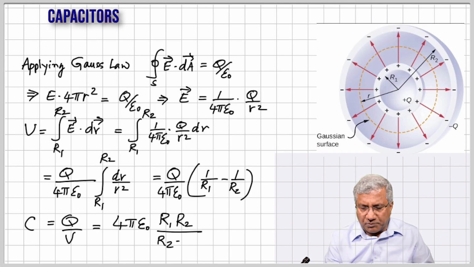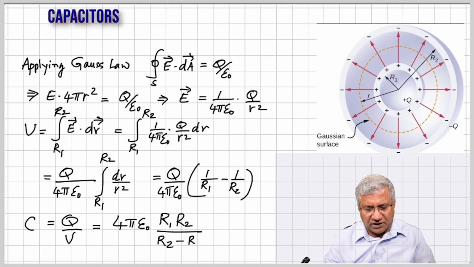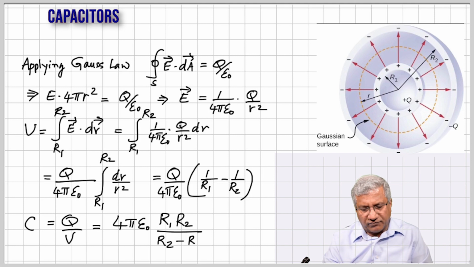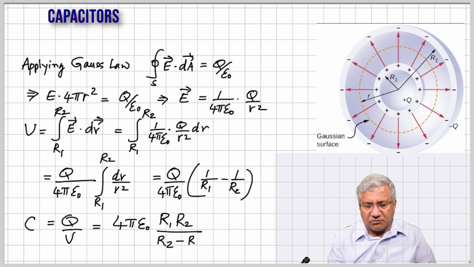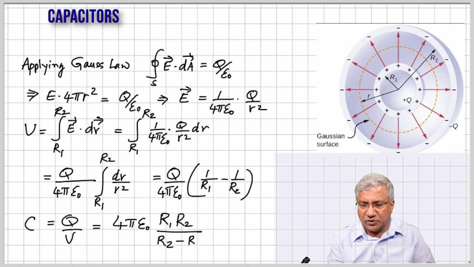And then capacitance is Q by voltage. So you divide the Q by the whole voltage which we have, and then mathematically you see that the Q's get cancelled, the 4 pi epsilon naught flips, and then you have R1 R2 by R2 minus R1. How do you get that? That's when you take the lowest common multiple of 1 by R1 minus 1 by R2. You know, it's R2 minus R1 by R1 R2.